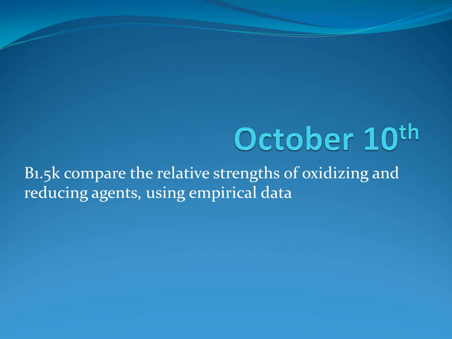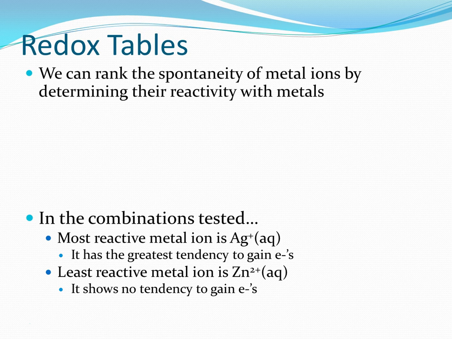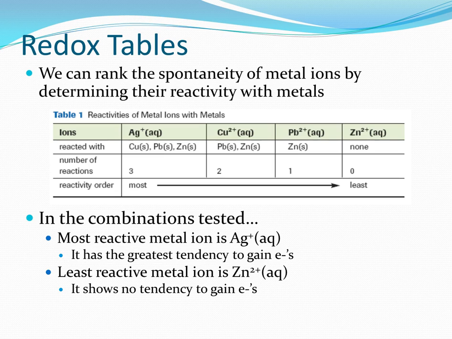Today's lesson will describe how to build reduction half-reaction tables. An experiment that you'll be performing later this week involves observing a series of reactions. A set of metals will be tested with different metal ion solutions to see if the reactions are spontaneous. In the table here, copper, lead, zinc, and silver were tested.